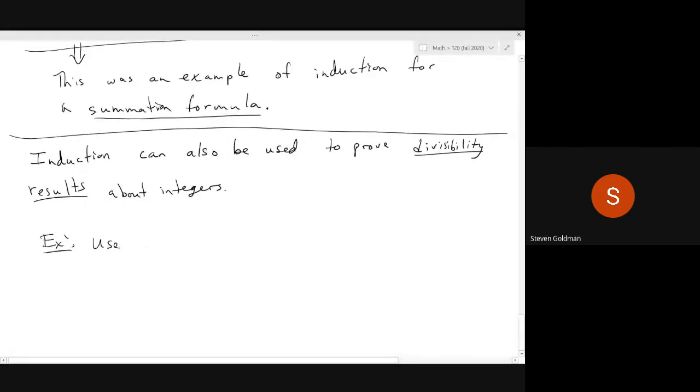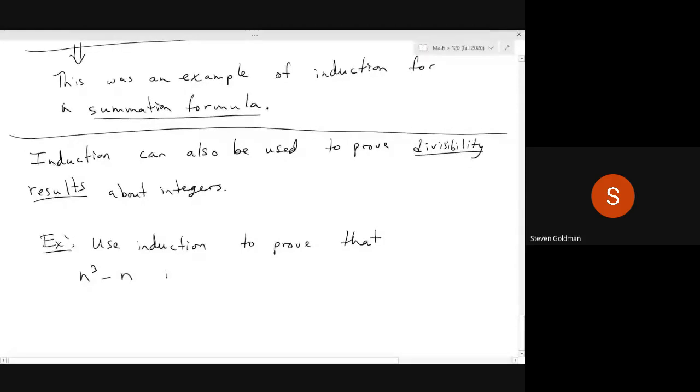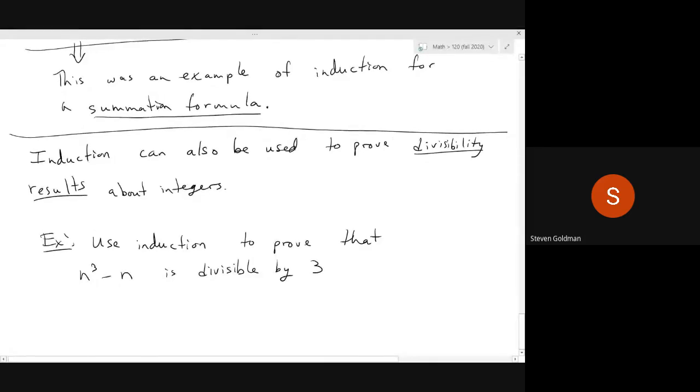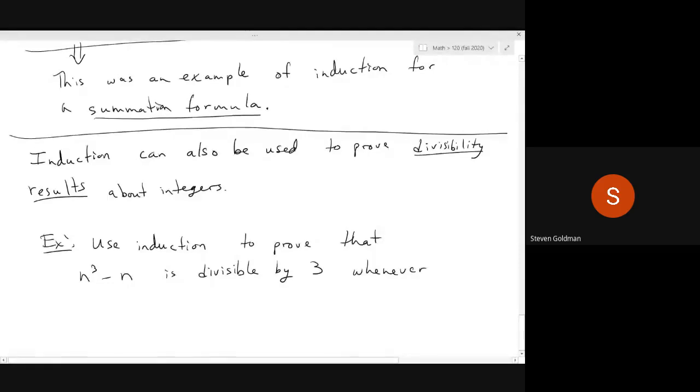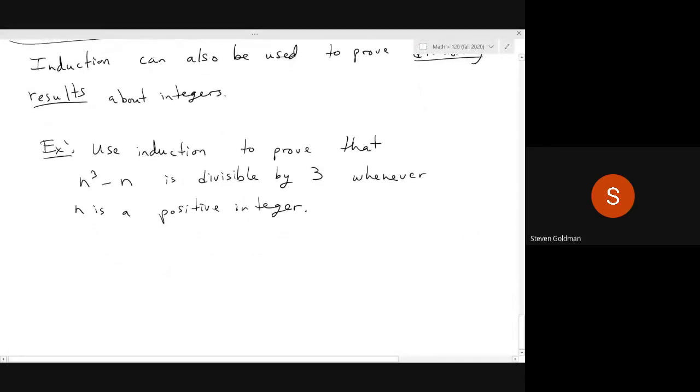All right, so let's use induction to prove that n cubed minus n is divisible by 3 whenever n is a positive integer. Okay. So that's the statement we want to prove. This is a divisibility problem. We want to show that n cubed minus n will be divisible by 3 whenever n is a positive integer.